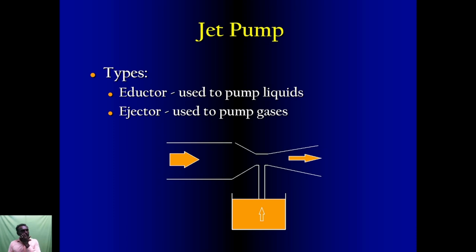Then jet pump. We have two types, eductor and ejector. First one is eductor, which is used to pump liquids. Ejector is used to pump gases. Two types of jet pump are that. First one is eductor, the second thing is ejector. Eductor is used to pump liquids, ejector is used to pump gases.